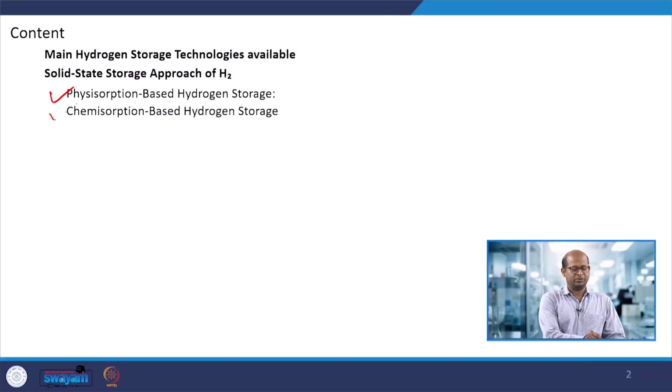Now if we look into hydrogen storage, hydrogen can be stored in gas phase, liquid phase and solid phase. Solid phase storage is the safest way of storing hydrogen. There we can do physical options based hydrogen storage, or chemical options based hydrogen storage. Both the things we will discuss.